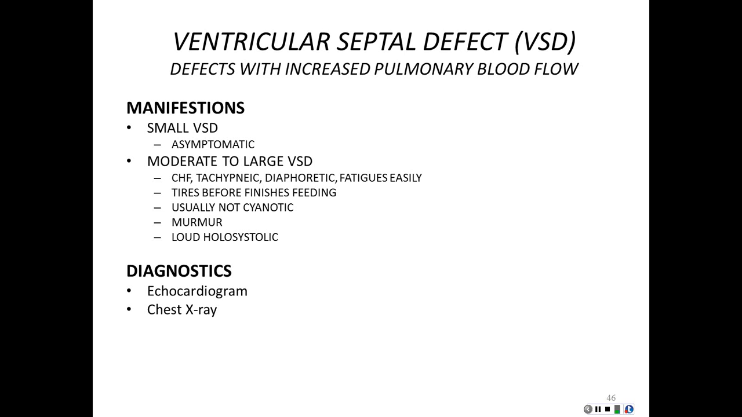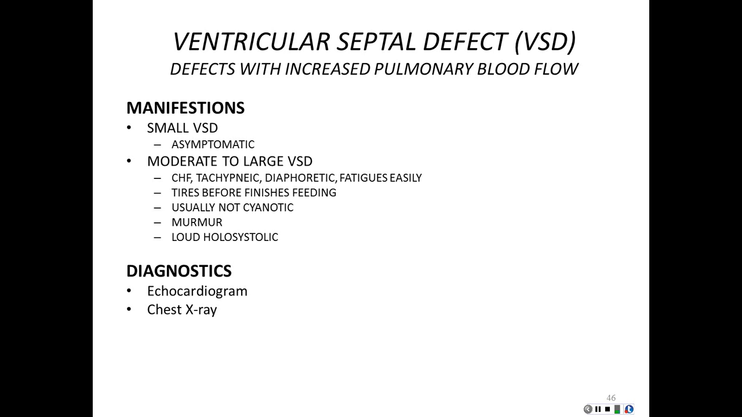So if we're seeing this child who fatigues easily, tires before eating, not eating well, a failure to thrive with a loud holosystolic murmur, we can pretty much suspect a ventricular septal defect on these children. Diagnostically, of course, the echocardiogram is going to confirm that VSD and help with looking at the size. These children may go for a cardiac catheterization to really give a better look at how large that VSD is.